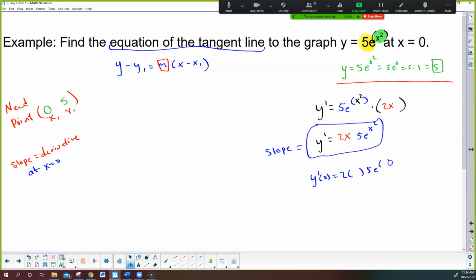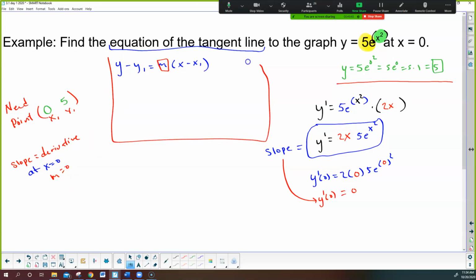Well, all I'm going to do is plug in 0 for x and simplify. The nice thing is 2 times 0 is 0. 0 times whatever this is, which is just 5, ends up being 0. So there's the slope. The slope is 0, and now you have everything you need to write the equation of the tangent line. Okay, the slope is 0.